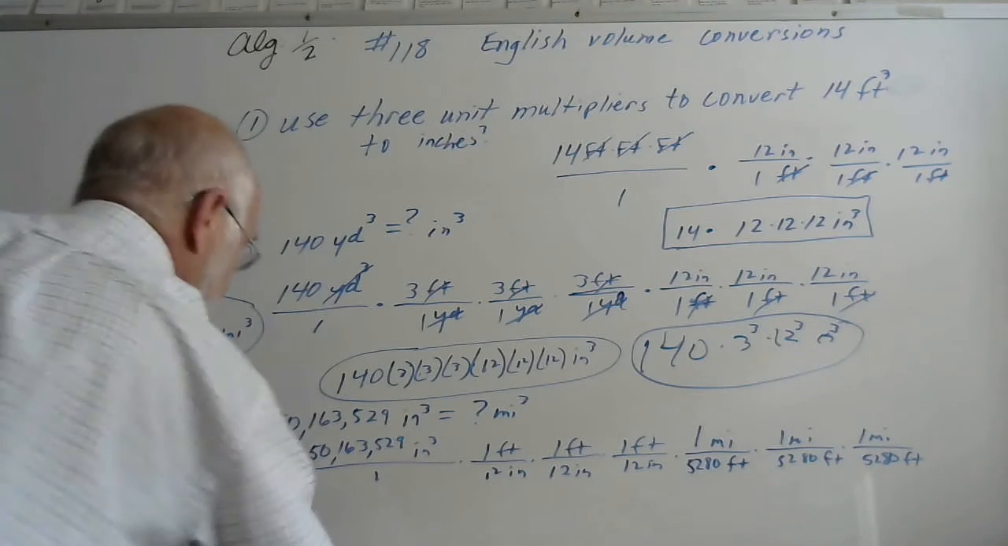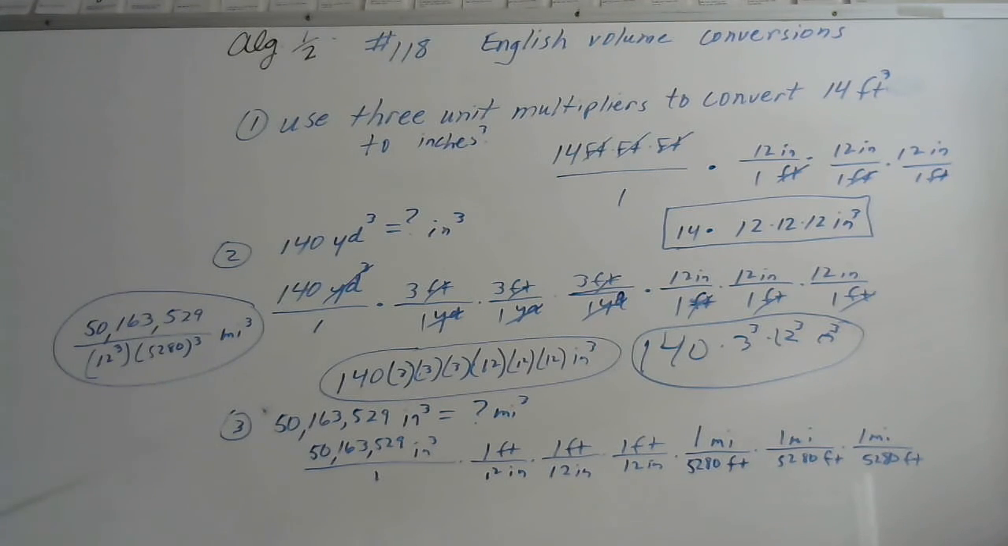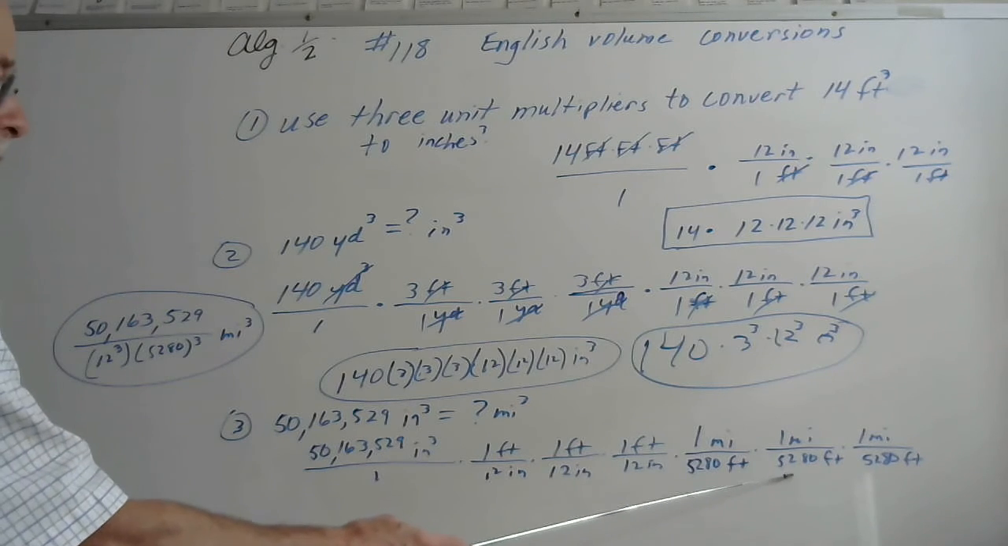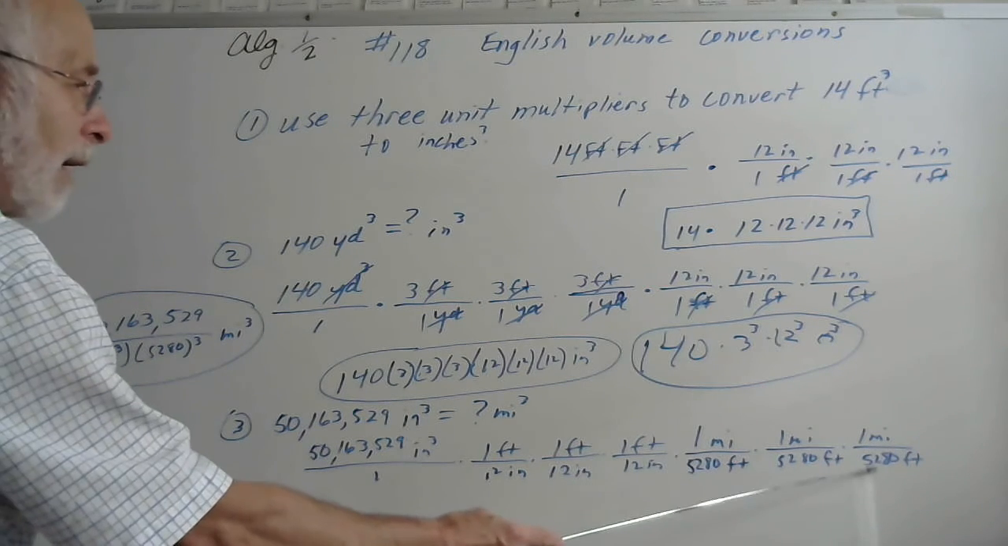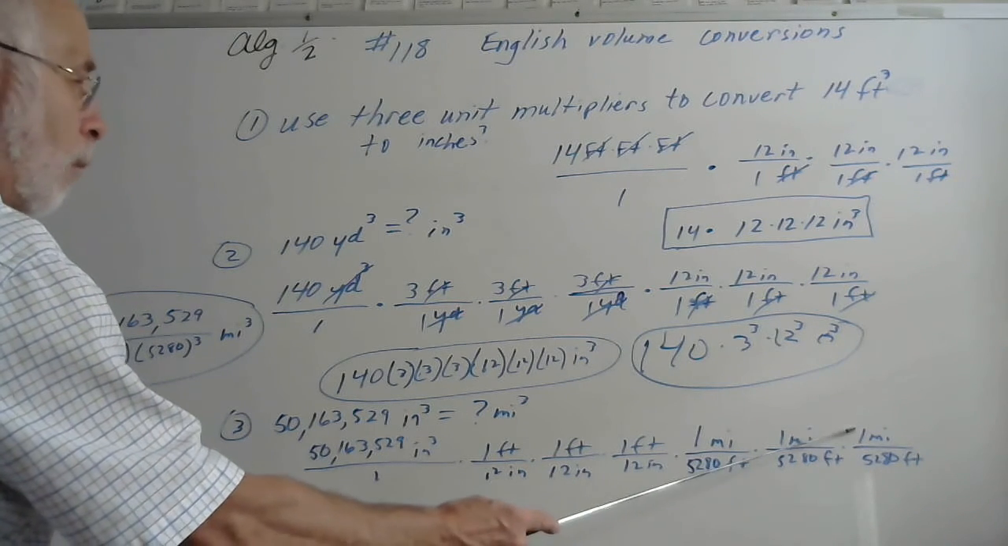And that can also be my answer. That is fine. Okay, here's the last one. 50,163,529 inches cubed equals how many miles cubed? So I set it up over inches cubed. Remember, denominator, just look right there. 12 inches is 1 foot, three times. Then I'm going to get rid of feet and go to miles. 5,280 feet equals 1 mile, three times.